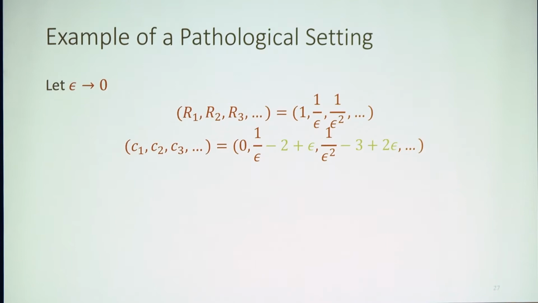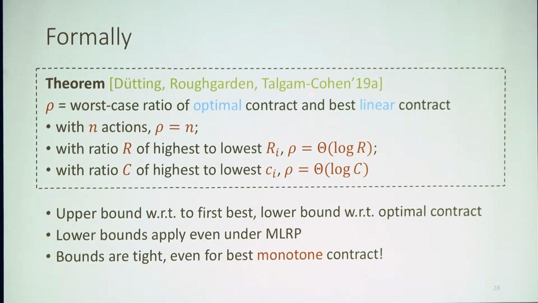Okay, so let me make this precise. So what we show, formally, if you look at rho, so it's 1 over delta, the worst case approximation ratio of an optimal contract and the best linear contract. Then what we show is that with n actions, this approximation ratio is n, achieved by the pathological example that I showed you. And if we have a ratio of R between the highest and lowest expected payoff, we get a logarithmic in R approximation guarantee. And if you have the same for the cost, then it's also logarithmic in this ratio of the costs. So we only are bad if all of the 3 are bad.